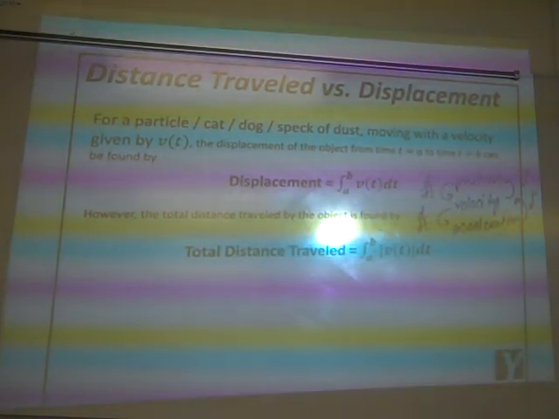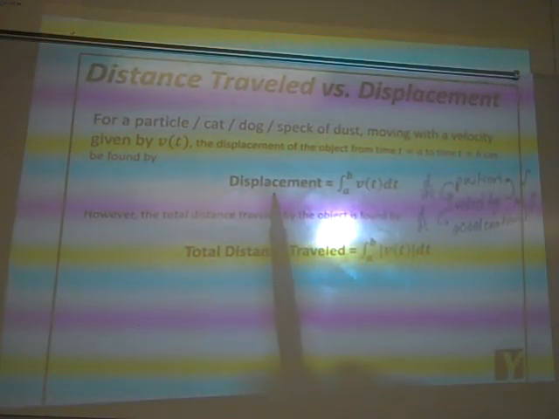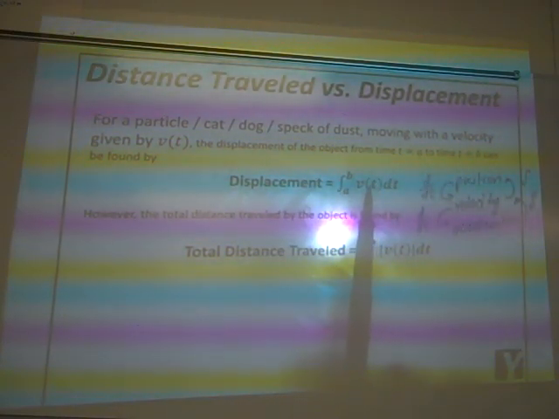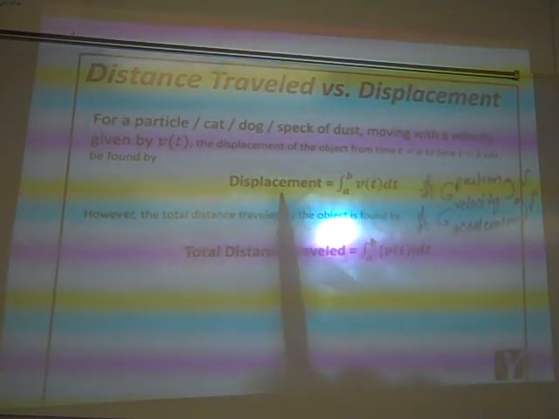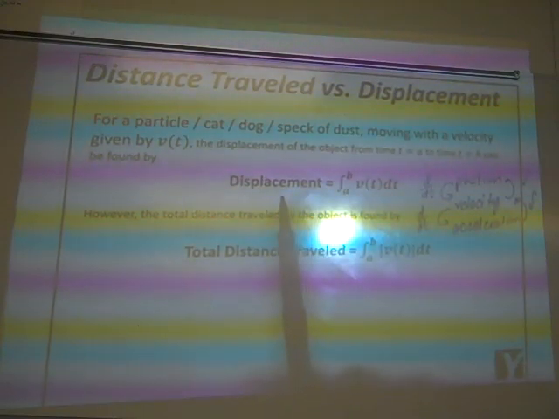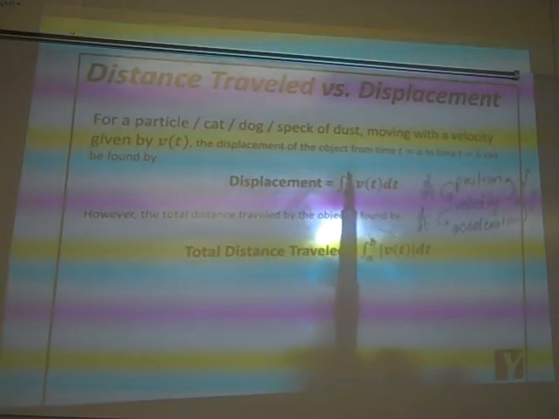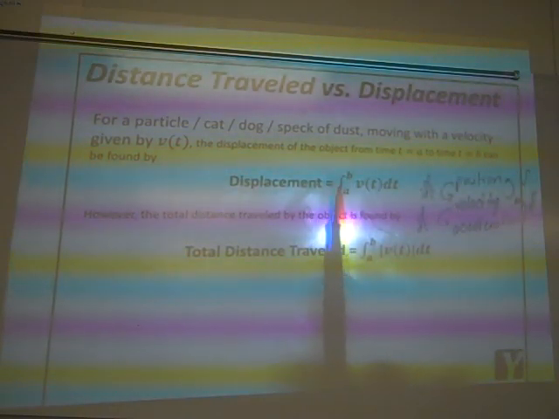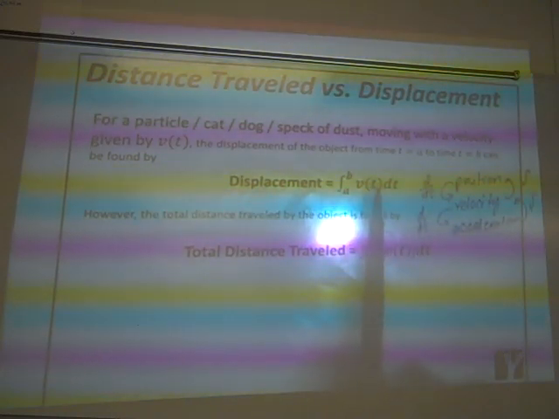But additionally, we know that the displacement, if you have an object moving with a velocity given by v of t, if I take the antiderivative from a to b, that's how I'm going to determine the displacement. So one more time, the displacement of an object from a starting point A to an ending point B is found by taking the definite integral from a to b of the velocity function.